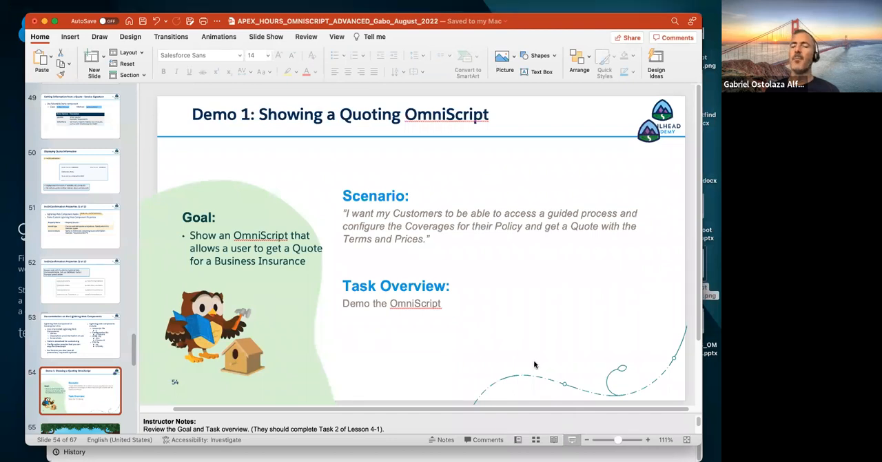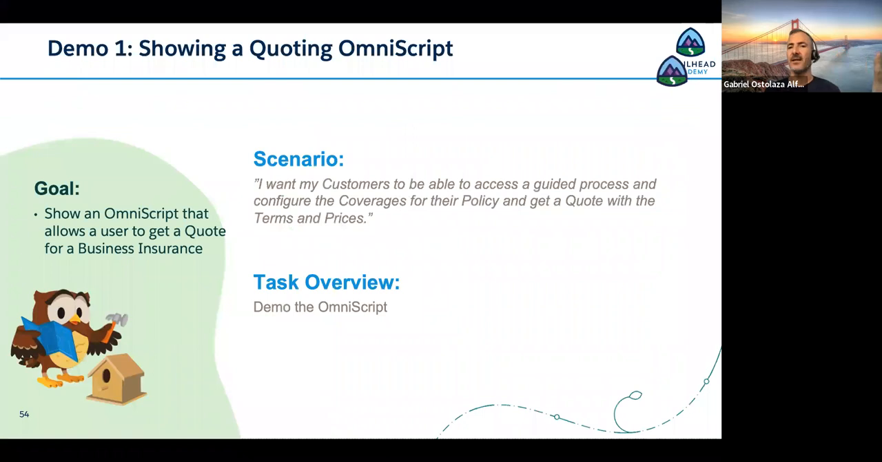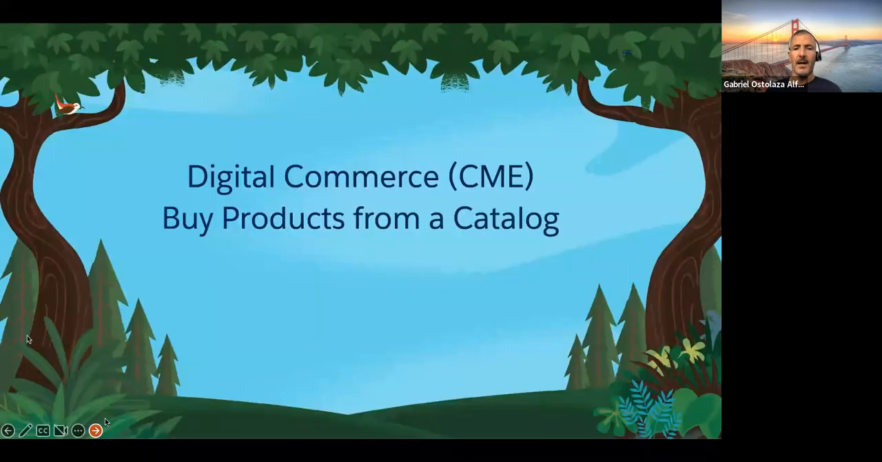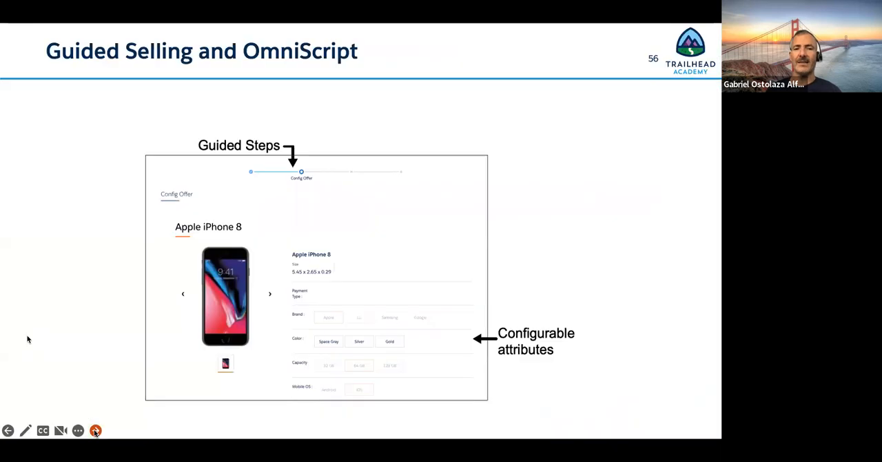And as you see, most of my Omniscript components rely on existing components in the Velocity package, right? So I'm using Lightning Web Components out of the box. I'm using services out of the box. So I just need to drag and drop, right? The second scenario is going to be based on communications industry, digital commerce, right? I'm going to buy products from a catalog.